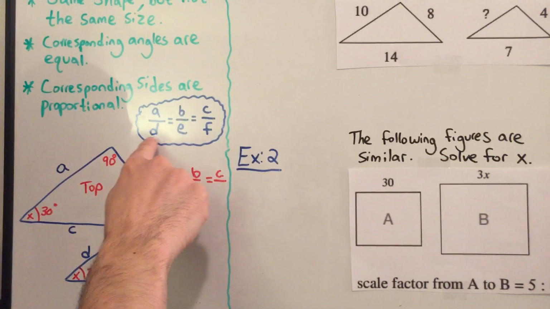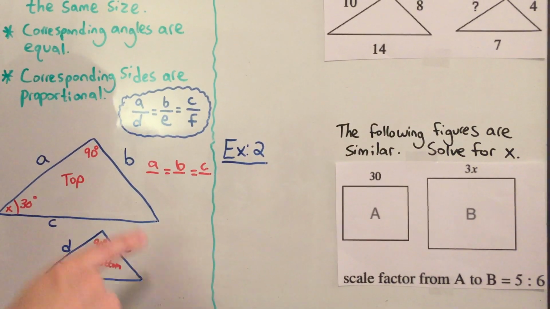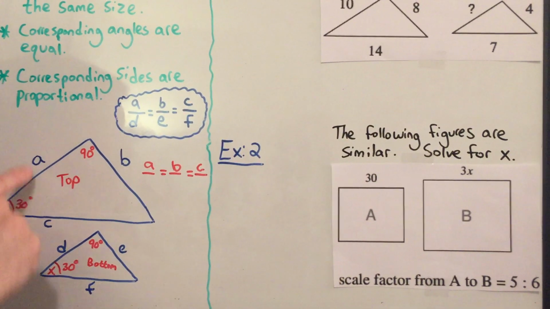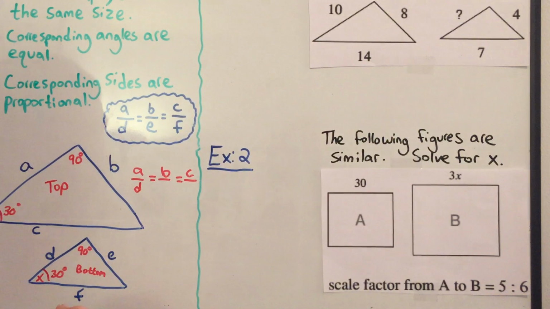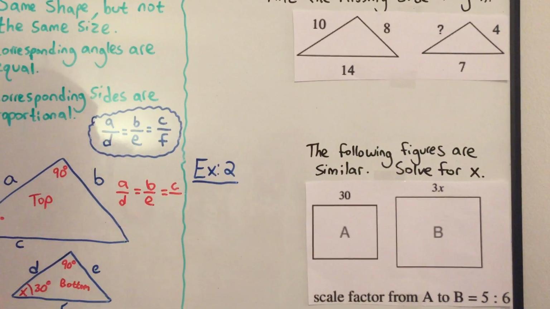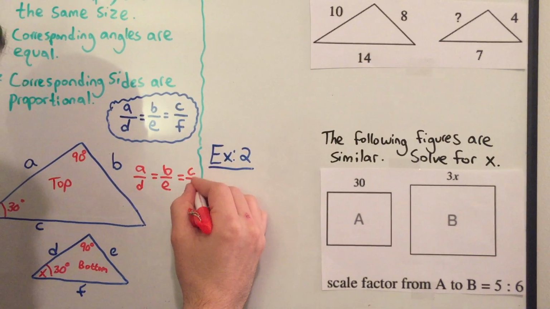But notice, how do we get the letters that are underneath? Those are our corresponding sides. So what was corresponding with A? D was, because they are matching sides. So I'm going to put D with A. B corresponds with E, so E is going to go on the bottom. And C corresponds with F.